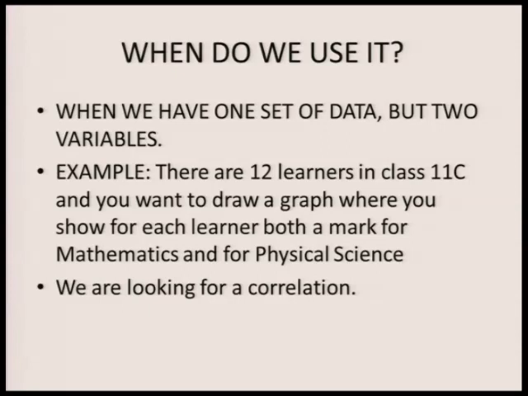For example, there are 12 learners in a class, we call them grade 11C, and you want to draw a graph where you show for each learner both a mark for mathematics and for physical science. The purpose is that we want to look for a correlation, to see if there's any way that we can see that the one mark and the other mark are correlating.